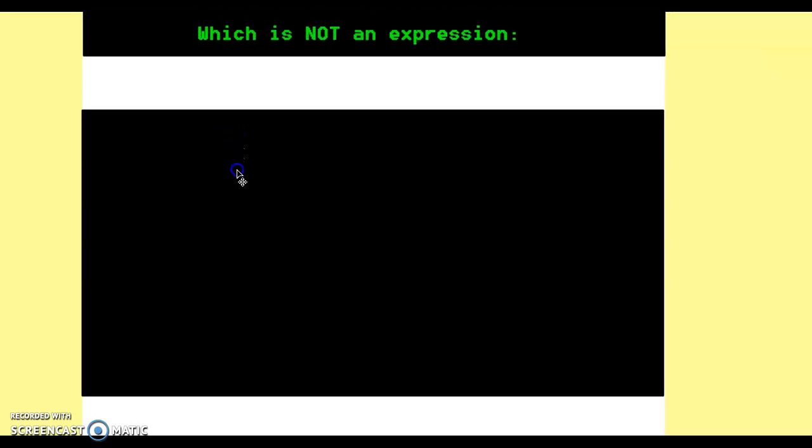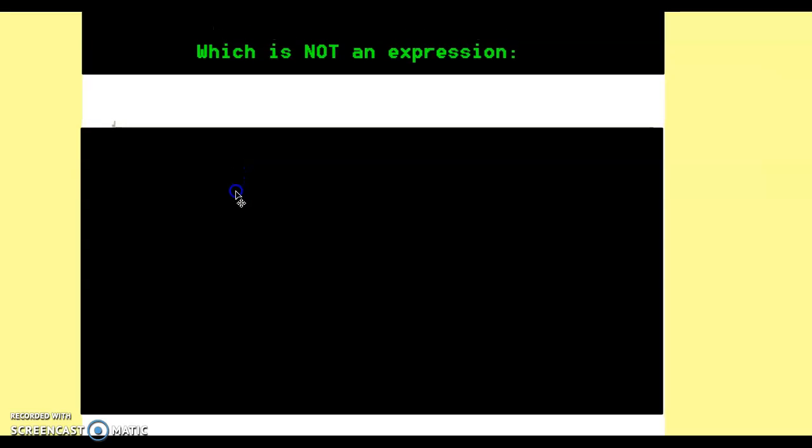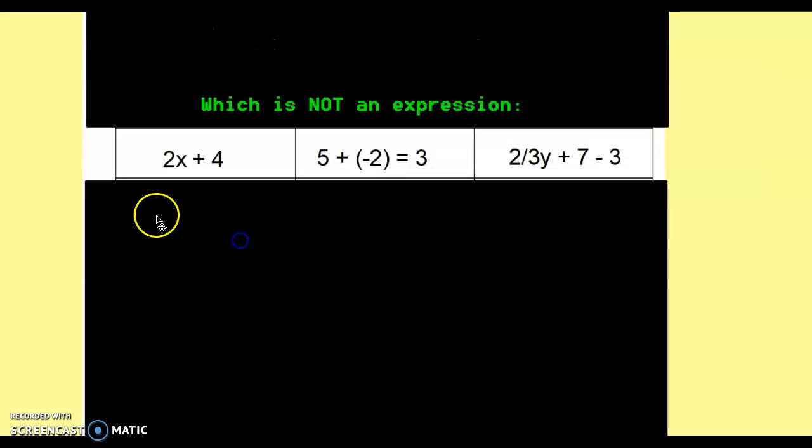All right, so let's take a minute and just do some quick practice together. Of these, I want to know which is not an expression. Take a minute, look at these first three options. Which is not an expression? Remember, we're looking at phrases in math that can contain numbers, letters, and operations, but not an equal sign.